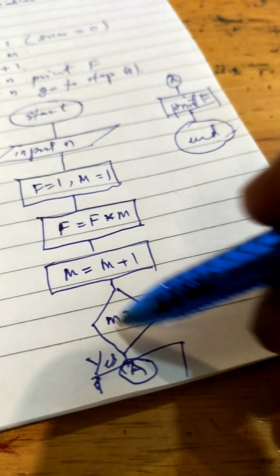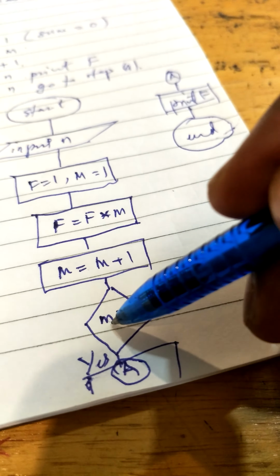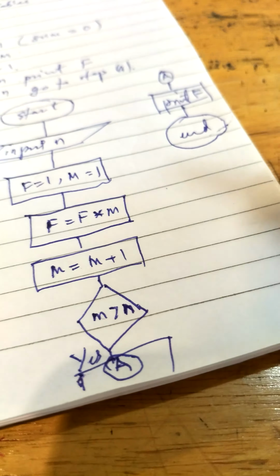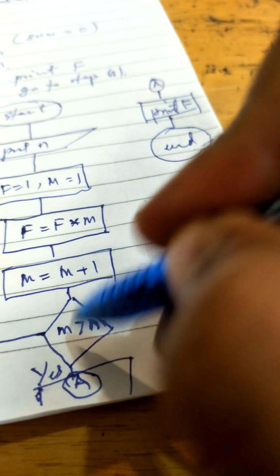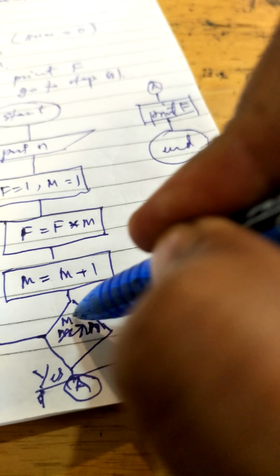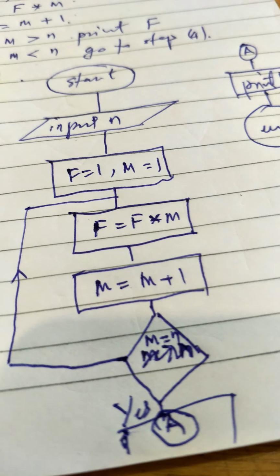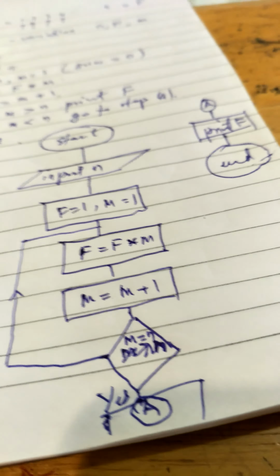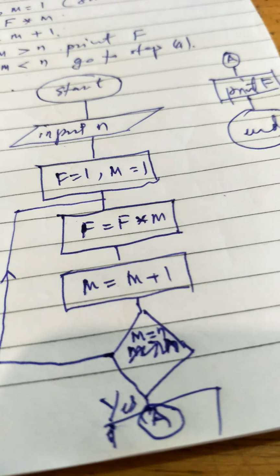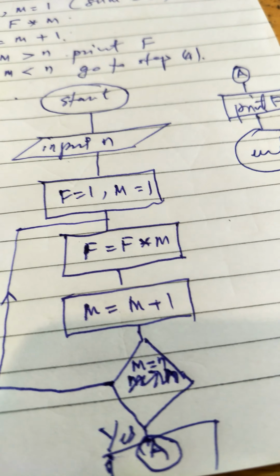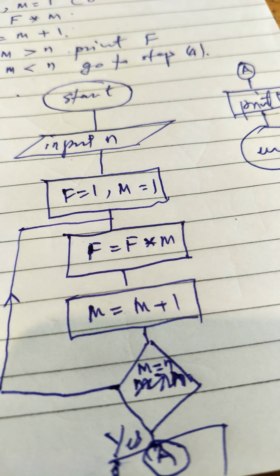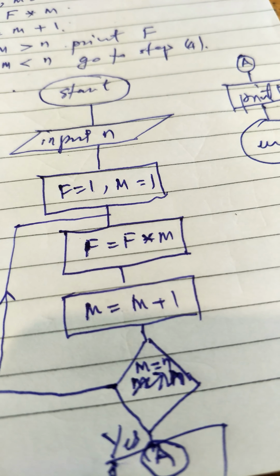And here, if this is yes, it means we have achieved our target. So if not, I think here we need m equal to n, not that. M equal to n. Okay. If not, then we keep doing the multiplication. Okay. So that's the process to construct the flowchart for the n factorial.